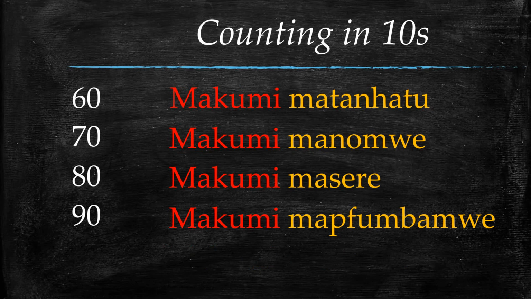60 makumi matanatu, 70 makumi manomwe, 80 makumi masere, 90 makumi mafumbamwe. So everything starts with makumi. For example, makumi mafumbamwe just means 9 tens. So that's the format of the numbering.